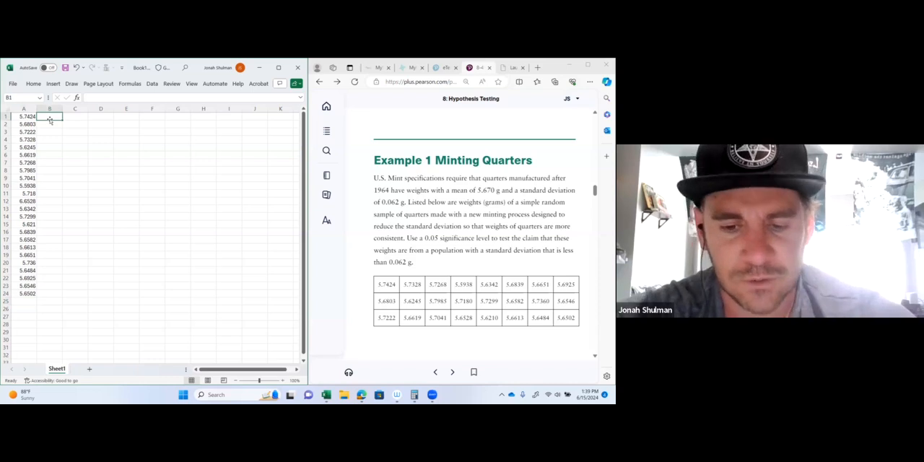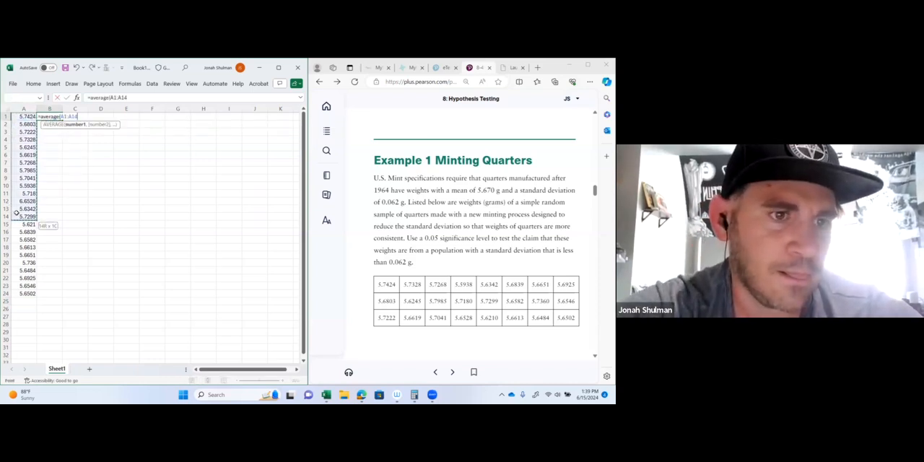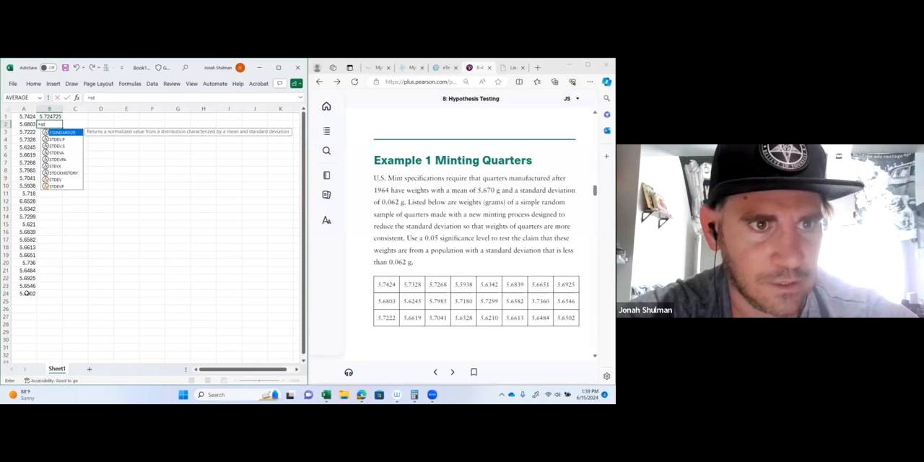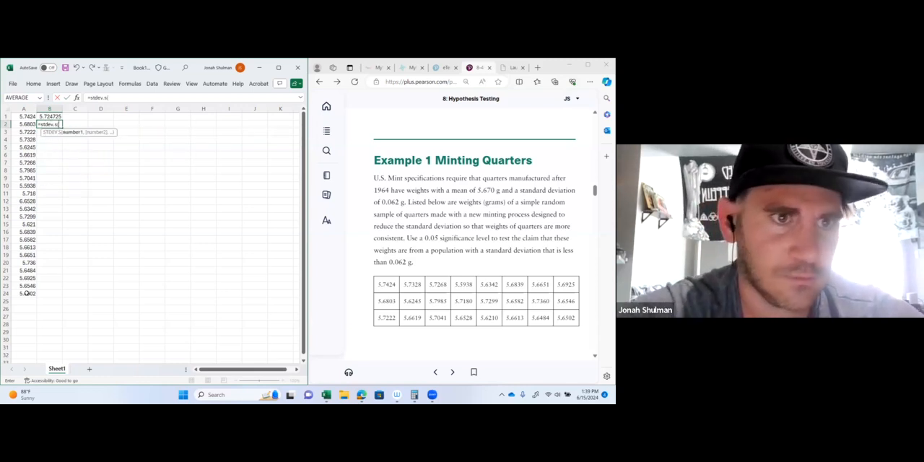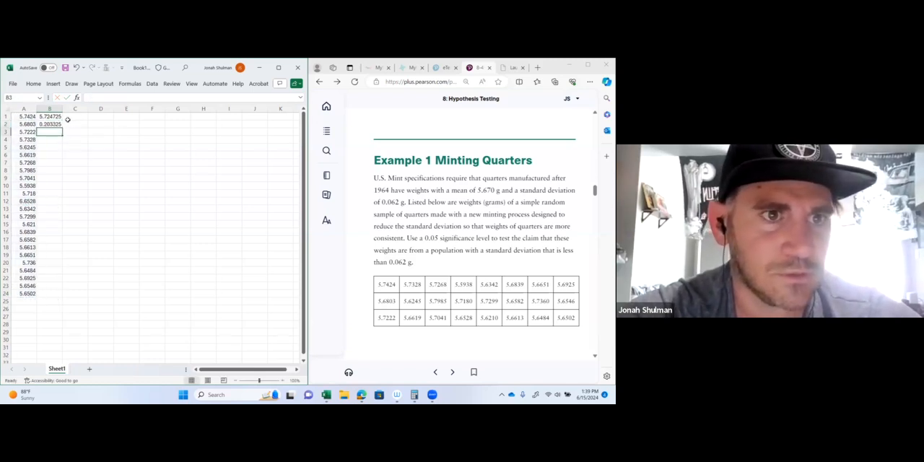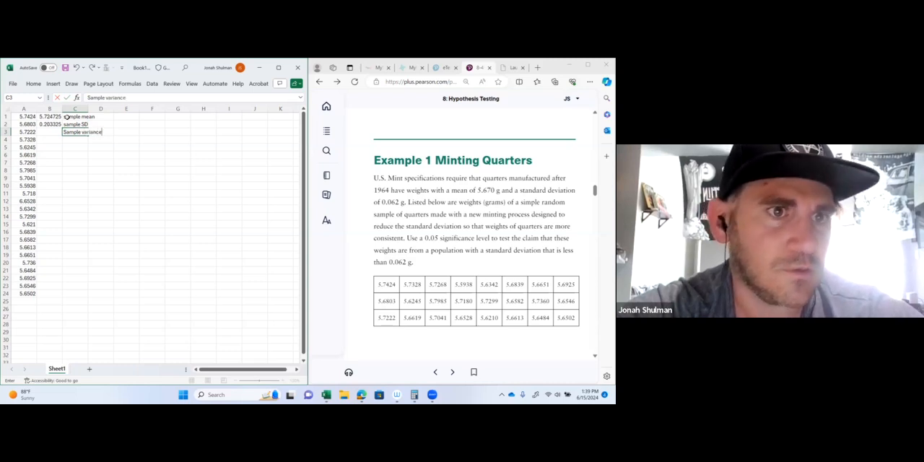We need the mean of this, so I'm just going to do equals average. Boom. We need the standard deviation of this, so I'm going to do equals STDEV.S, because it is our sample. So the formula is a little different, with that minus 1. So I'm going to write sample mean, sample standard deviation, sample variance. To get this, all I have to do is multiply this times itself.